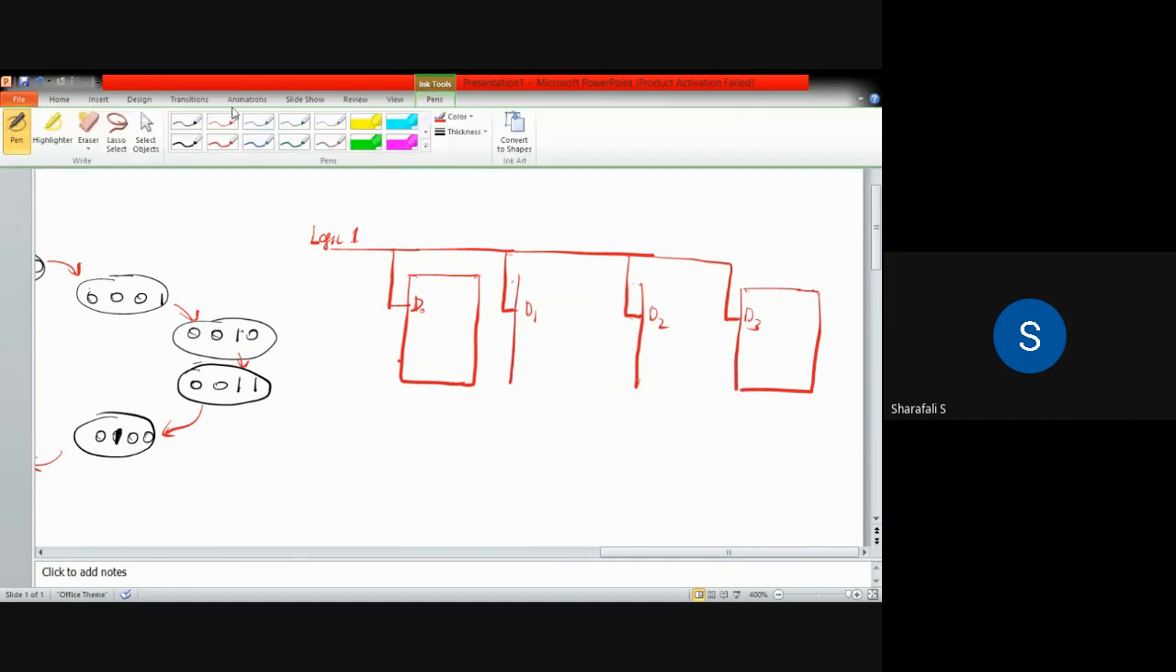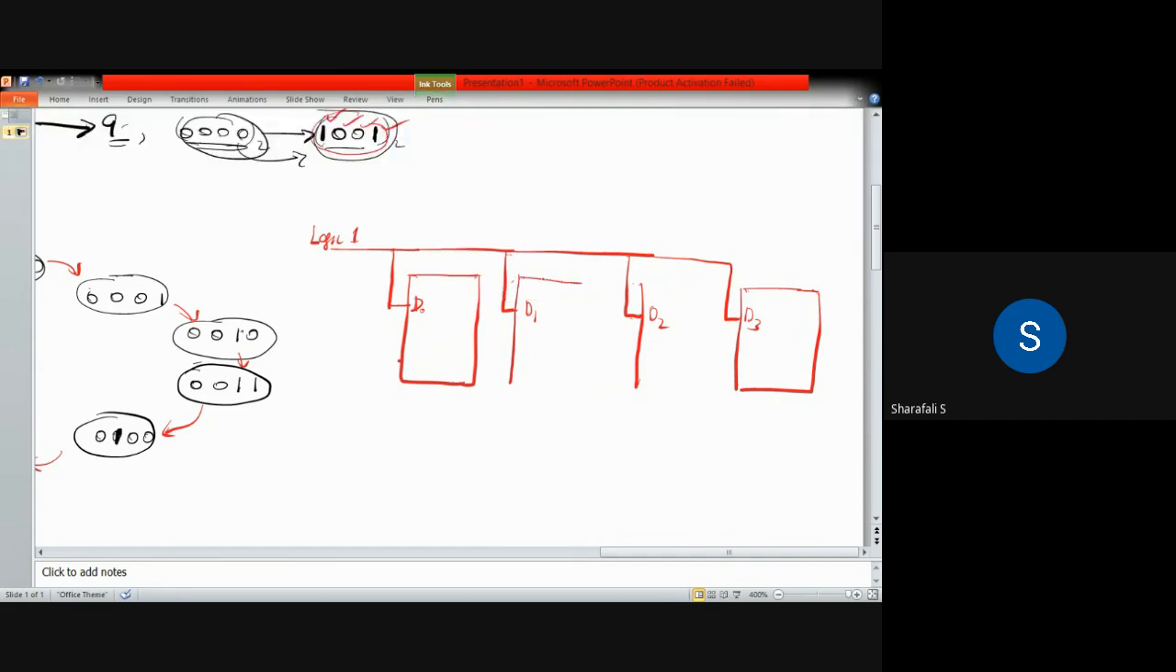It's getting confused, I think. So this is the second flip flop. This is the third one. Now we are considering the D flip flop. You can also consider JK and connect both of these J and K inputs. No problem with that. So we are having Q0 here, Q1, Q2, Q3.